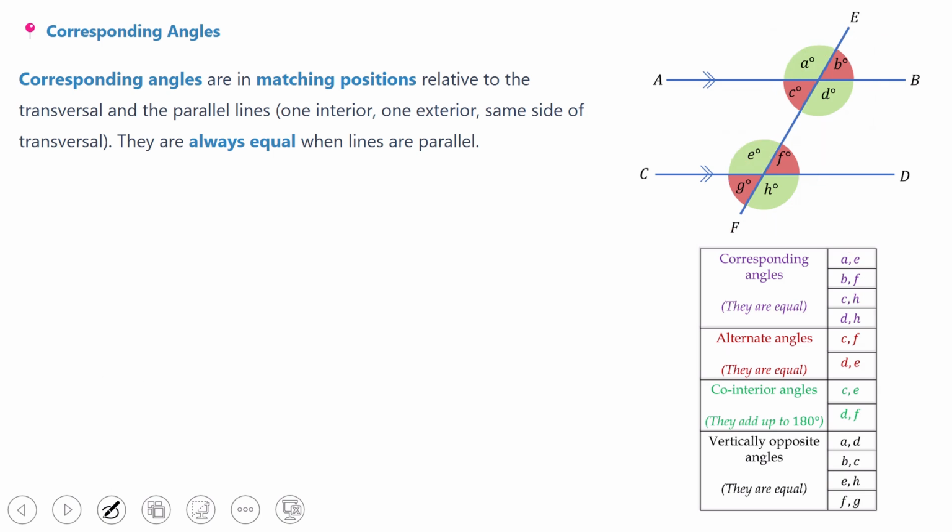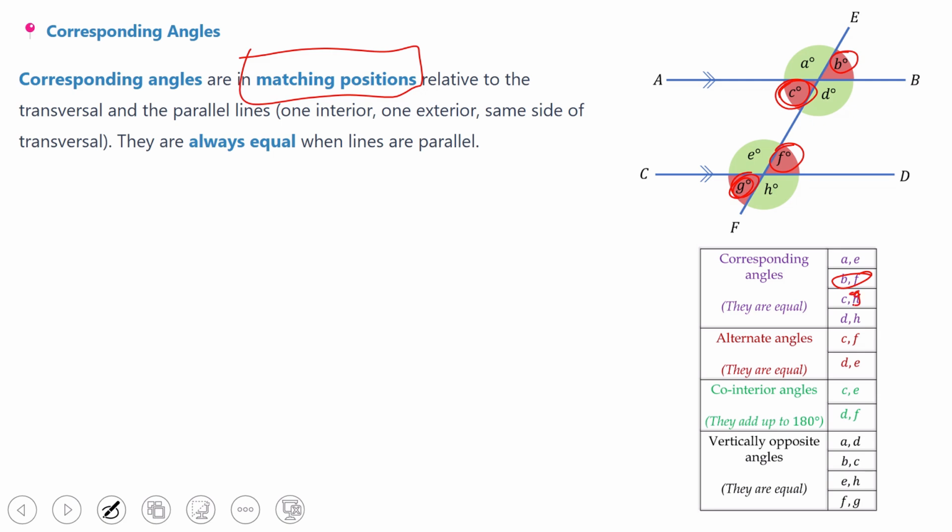The same way, I can take the angle B. The angle B is at the top right. The angle F is at the top right. So the angle B and the angle F are also corresponding angles. That is what it means by they have matching positions. Okay, so if I take the C and the J, the C is at the bottom left, the J is at the bottom left. So the C and the J are corresponding angles.